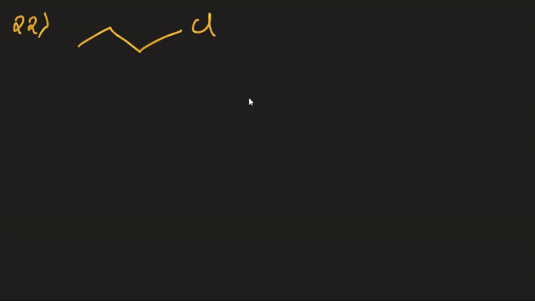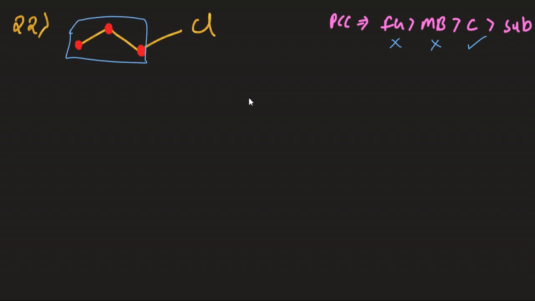Since they have given corner with chlorine, this will be our last carbon. So total number of carbons in the structure are how many? 3, right? So what is the first step you have to do? Parent carbon chain. How will you choose the parent carbon chain? Functional group greater than multiple bond greater than maximum number of carbon greater than maximum number of substituent. There is no functional group, no multiple bond, go for maximum carbon. This is the maximum number of carbons, 1, 2, 3.